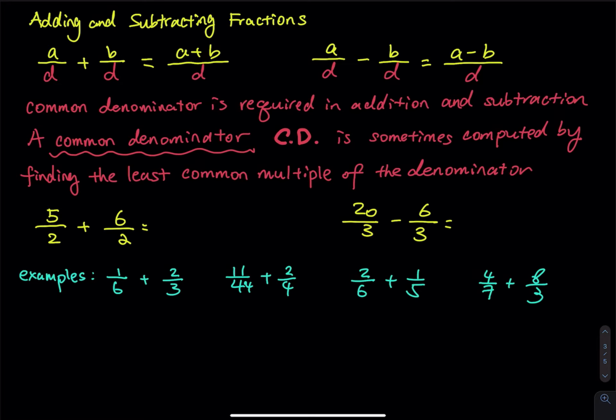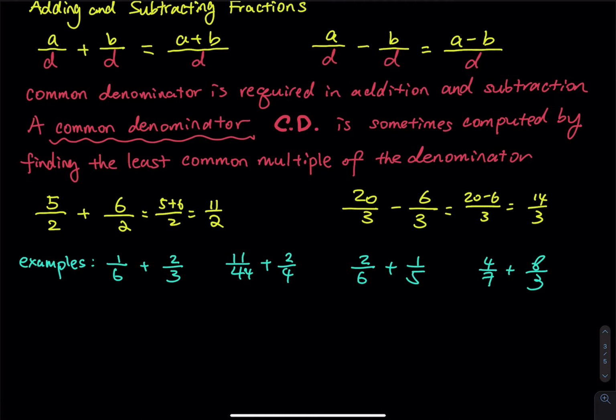Okay, so let's start with two simple computations. I want you to do 5 over 2 plus 6 over 2. They have the same denominator, so you do 5 plus 6 divided by 2, which equals 11 divided by 2. And then 20 over 3 minus 6 over 3, so you do 20 minus 6 divided by 3. Then you have 14 divided by 3. That is easy, right?